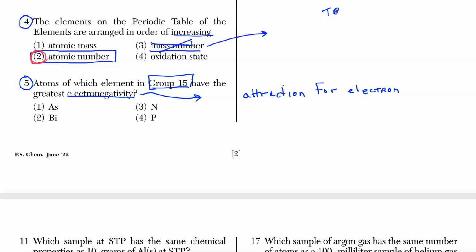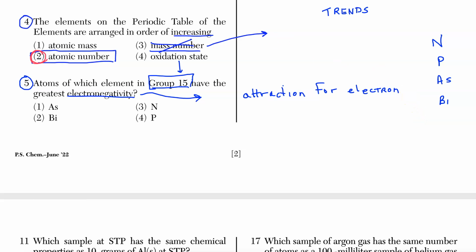Trends are understanding how the periodic table is built. The periodic table is built basically about periodic properties that repeat. That's why they call it the periodic table. What properties are repeating? Well, when the valence electrons repeat, you have similar chemical properties. Now, in group 15, they all have the same number of valence electrons. And if we go down group 15, we have nitrogen, phosphorus, arsenic, and bismuth.